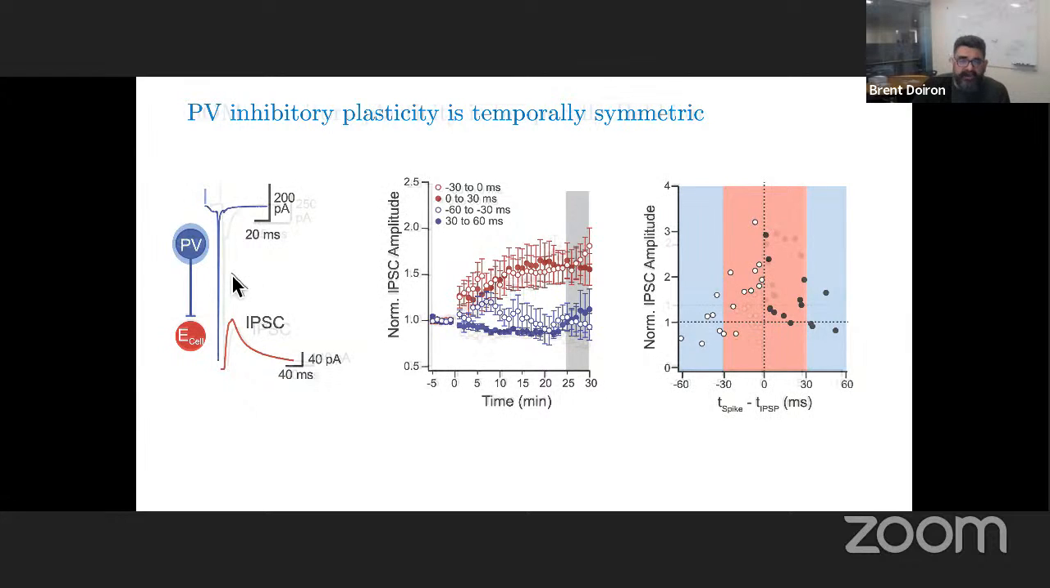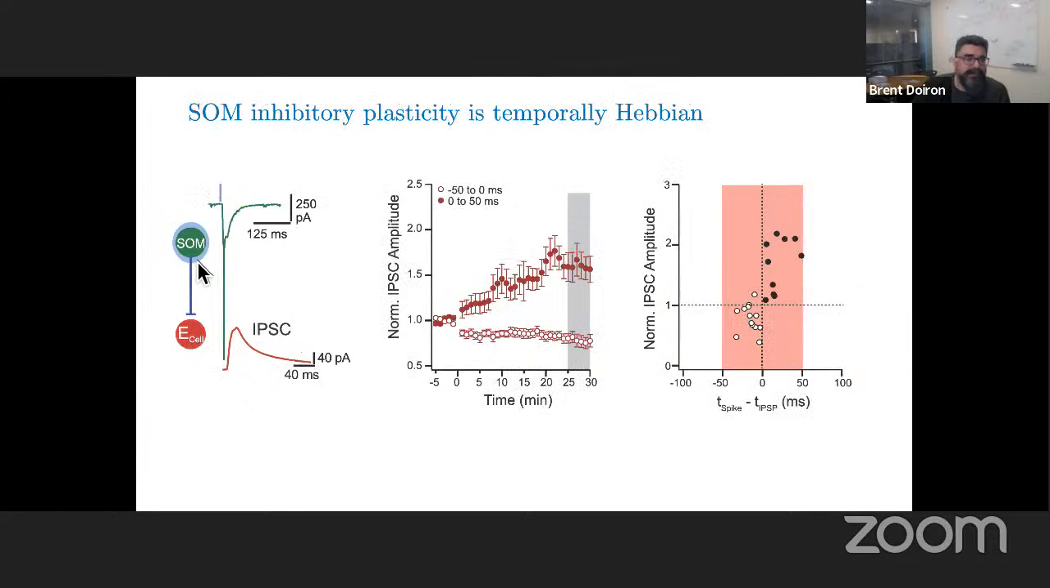If we switch it up and now do the same experiment, but with SOM cells, we get a different story here. So we see this Hebbian style asymmetry here. And if we're in this region here, this is the region where the SOM cell fires before the pyramidal cell here.